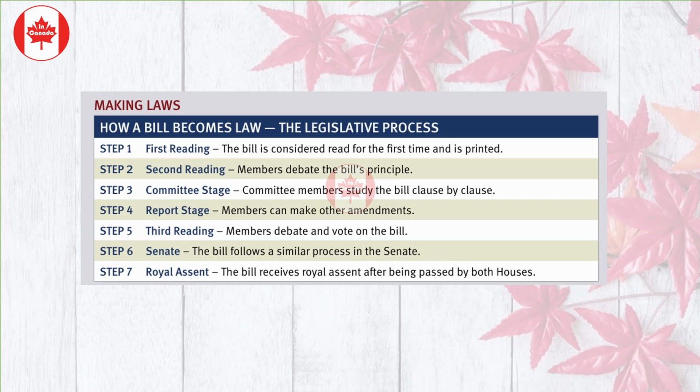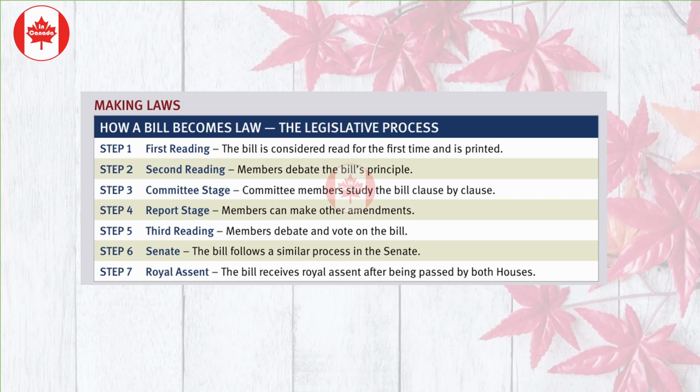Making laws. How a bill becomes law, the legislative process. Step 1. First reading. The bill is considered read for the first time and is printed. Step 2. Second reading. Members debate the bill's principle. Step 3. Committee stage. Committee members study the bill clause by clause. Step 4. Report stage. Members can make other amendments.